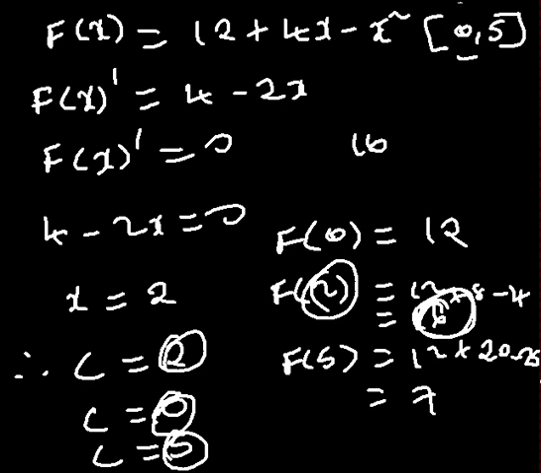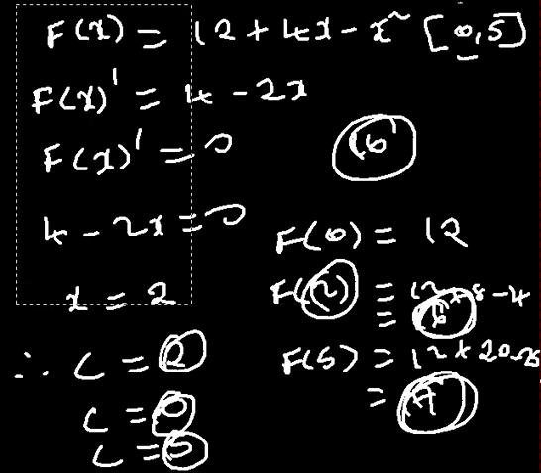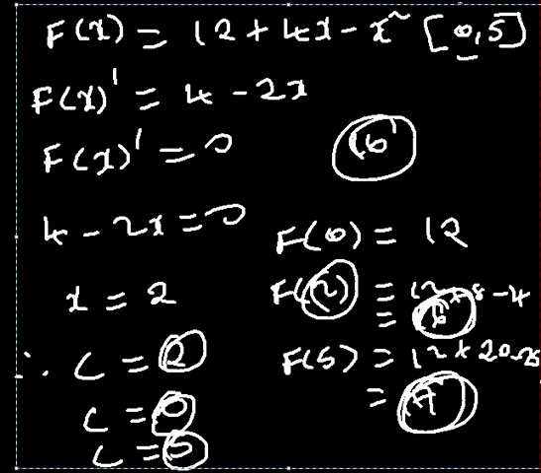But now for this case, this is the absolute maximum value, and the lowest value is given as 7. Therefore this is the absolute minimum value. So that's how we conclude it, and that's how we have to understand how to conclude in that way.